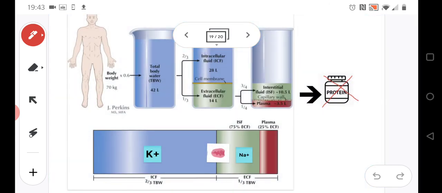Here you can see it one more time. The normal human body, 70 kilograms, has about 42 liters of fluid. Most of this fluid is the intracellular fluid, 28 liters. The rest is the extracellular fluid. From this, only 3.5 liters is plasma. Of course, it can change from person to person, but this is generally how most of us have it.